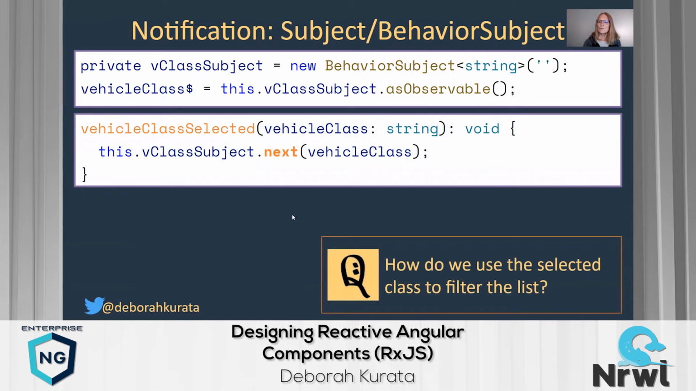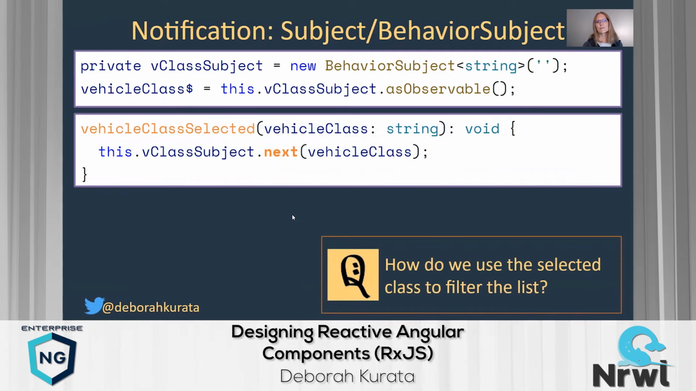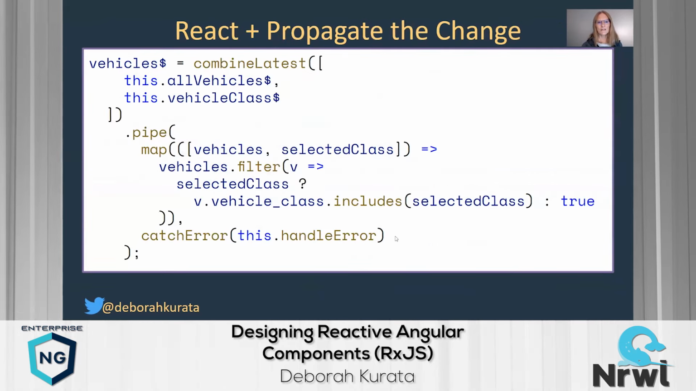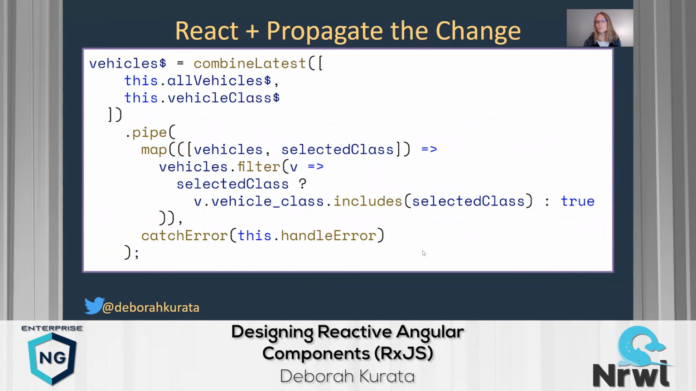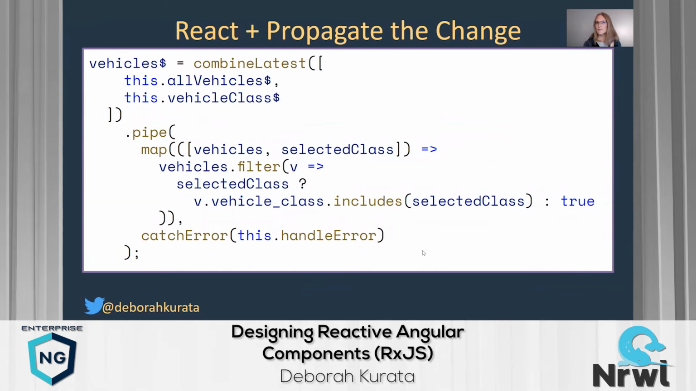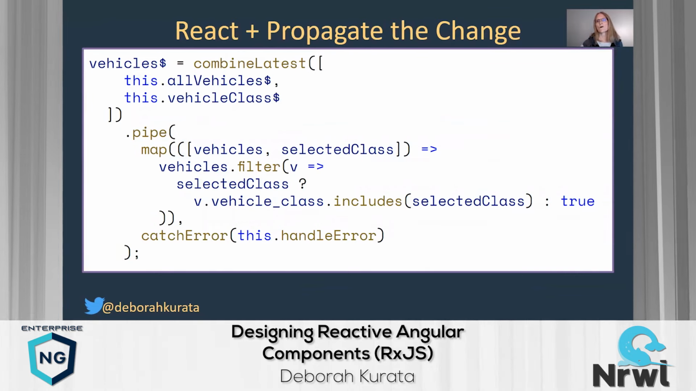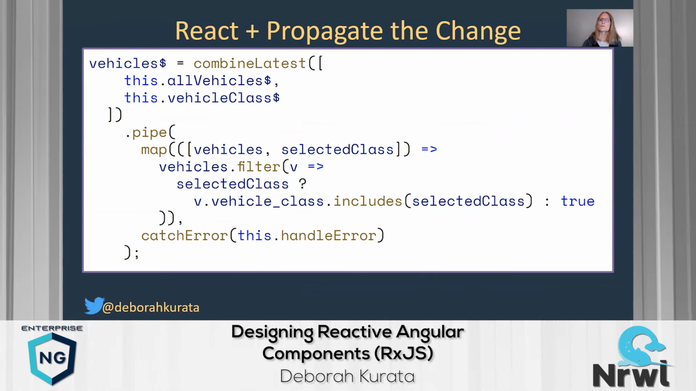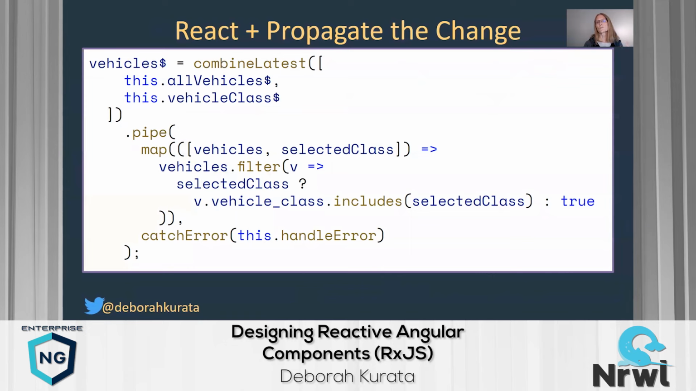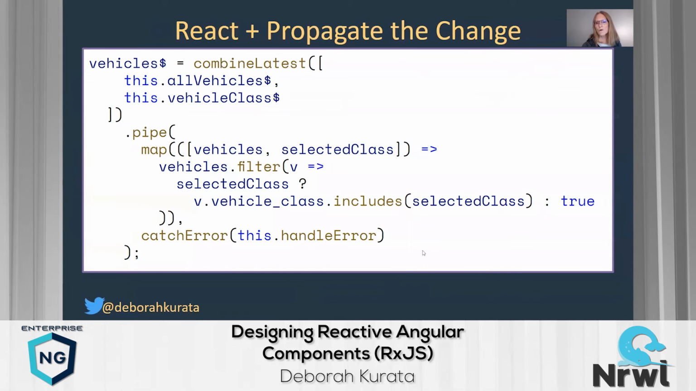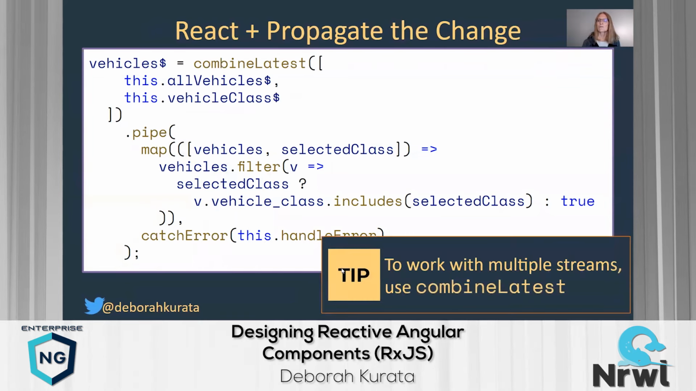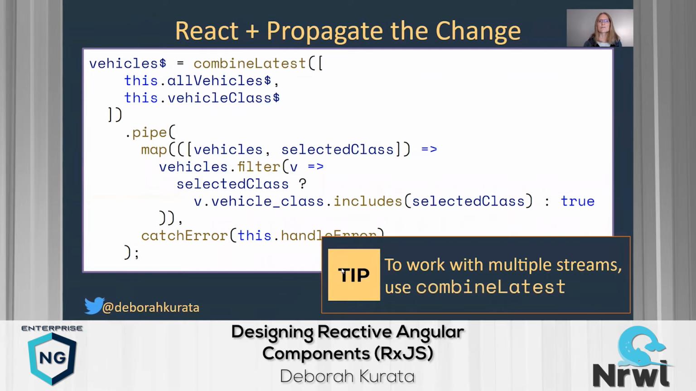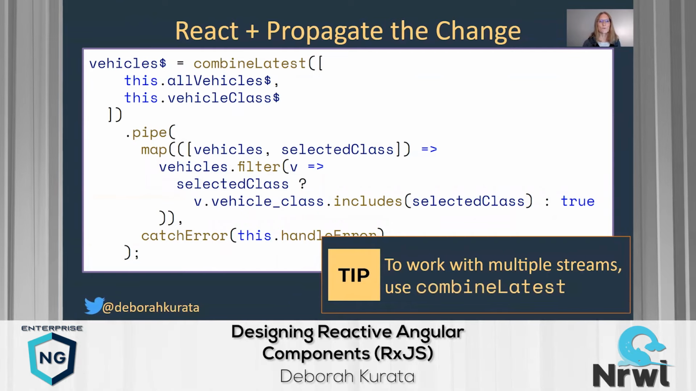How do we then use that selected class to filter the list? Well, let's think about that a moment. What do we need in order to filter a list? First of all, we need the list. Second of all, we need to know what we're going to filter it with, that string classification. So as soon as we know we're going to be working with two streams, we know that we're going to want to try combineLatest and see if that would work for us.